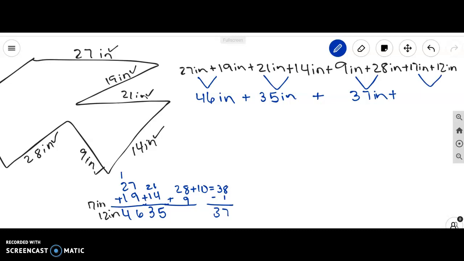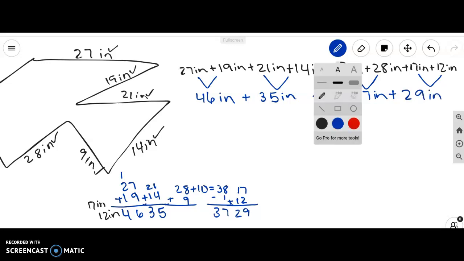Wow, that worked out perfectly. So we have 17 plus 12, and we have 7 plus 2 is 9, 1 plus 1 is 2. So we have 29 inches. Let's change colors. Help us organize all of our equations.